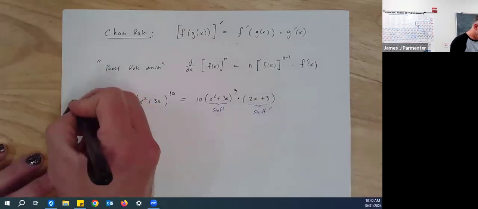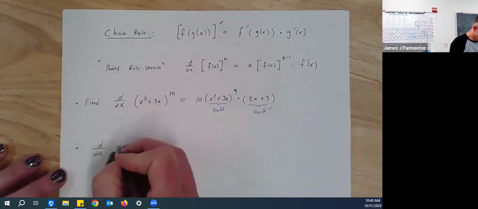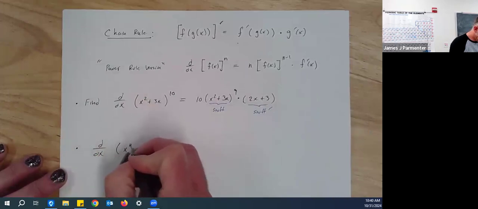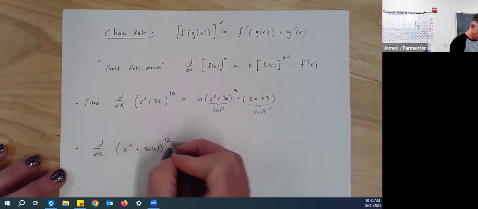Why don't you all try doing this next one on your own? The derivative of x to the 4th plus sine of x, all to the 12th power.